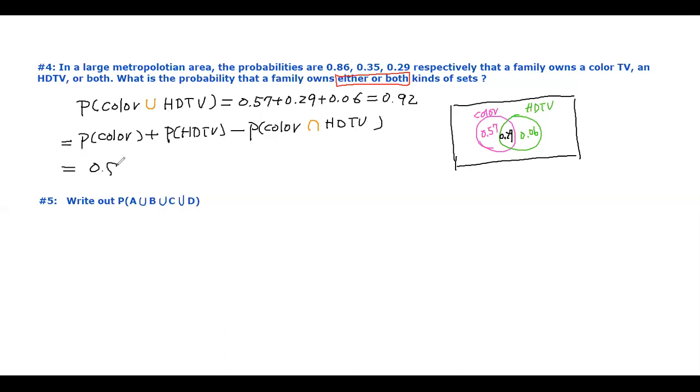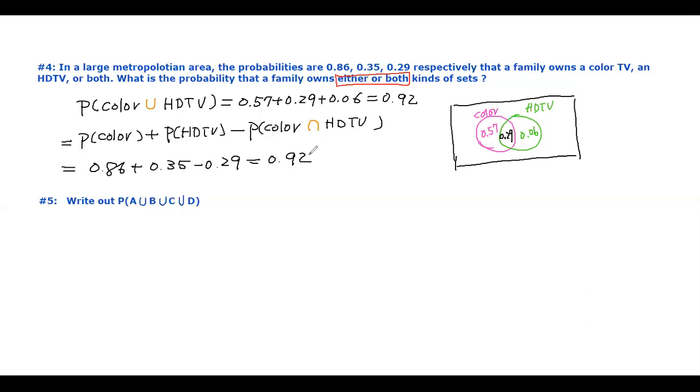So now for the color TV, it's 0.86 plus 0.35. Then what is the both? Minus 0.29. So if you use the addition rule, you will get the same answer, right? So you don't have to draw the Venn diagram. If you use the addition rule, that will work.